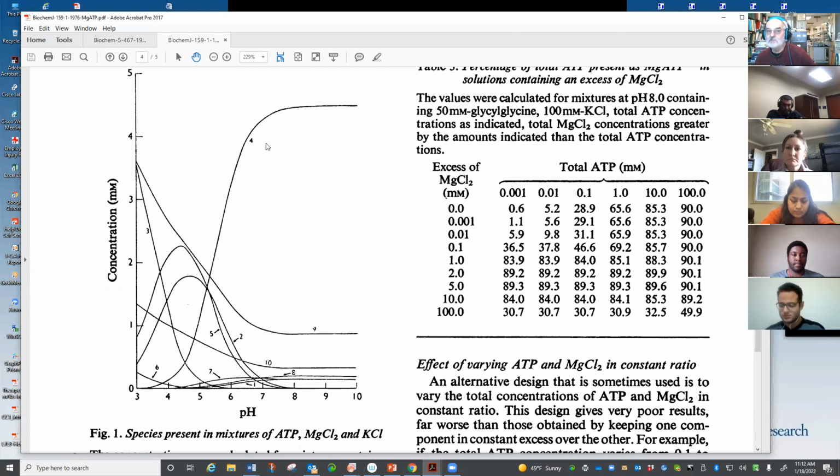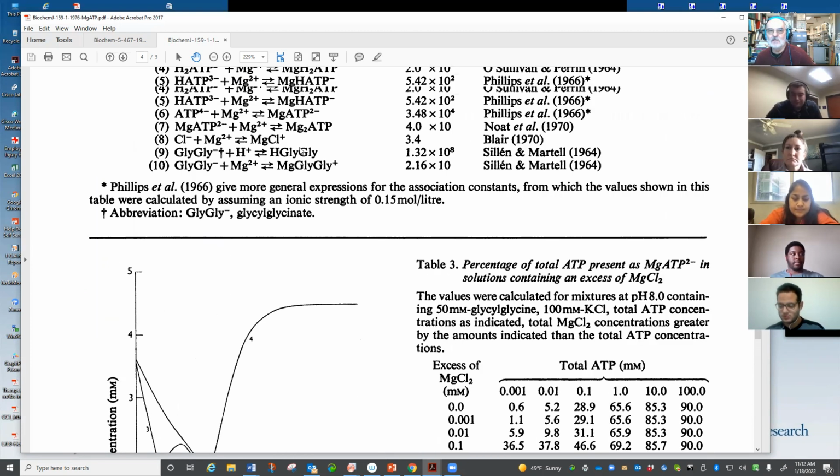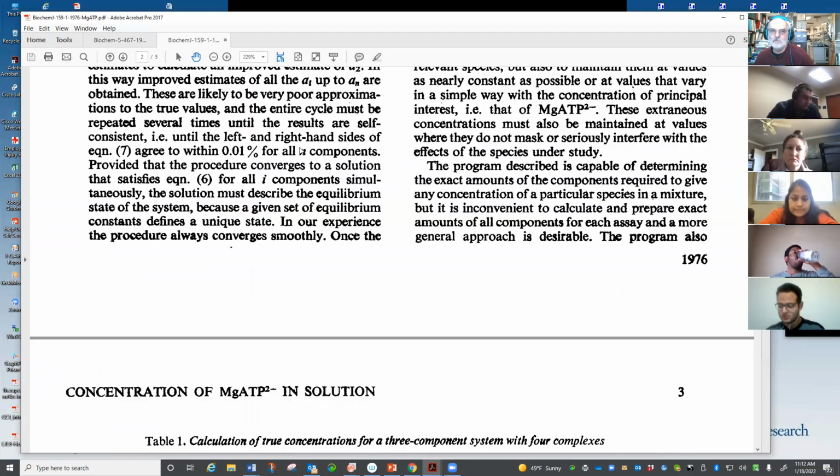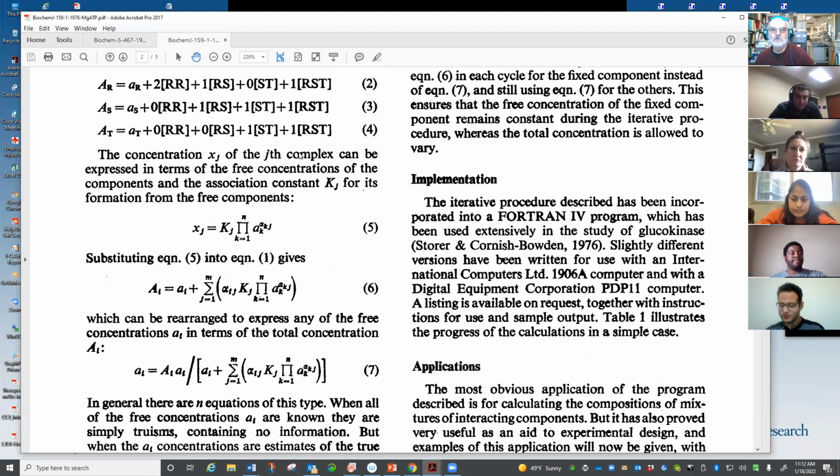They're primarily interested in this species 4, and under what conditions are they going to get the best results? Okay. Now, the paper is actually a methods paper having to do with solving multiple equilibria.